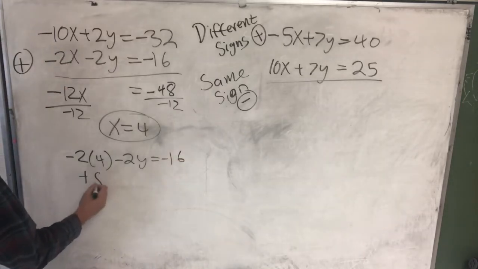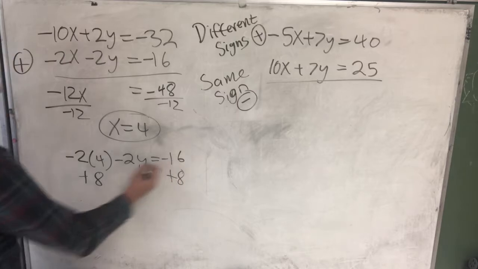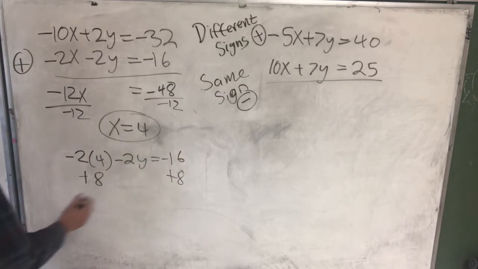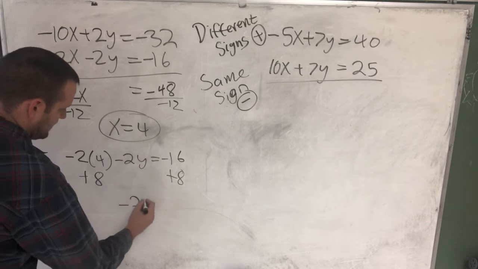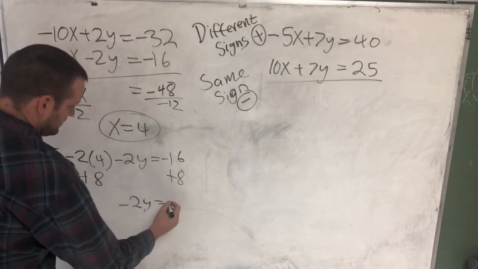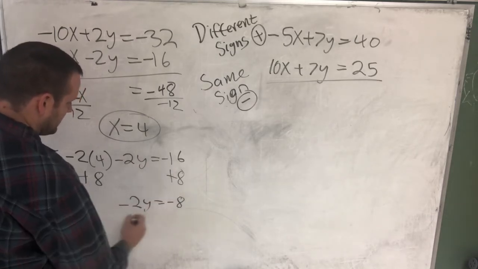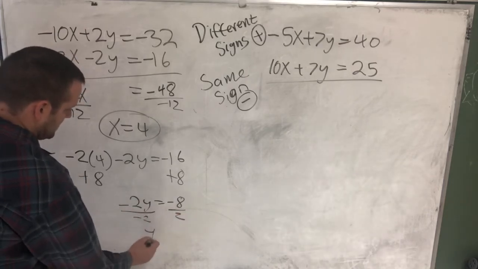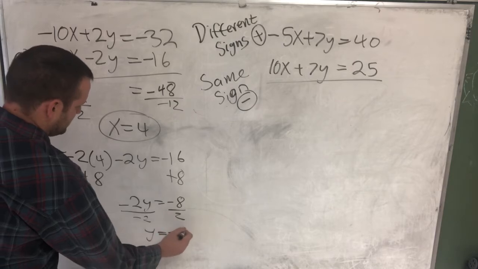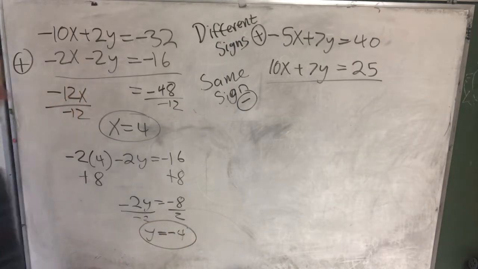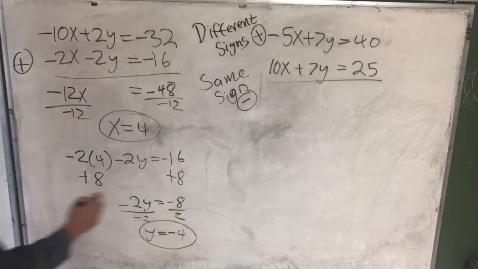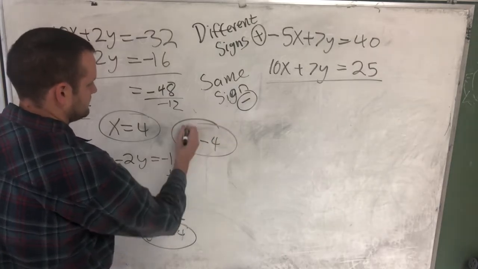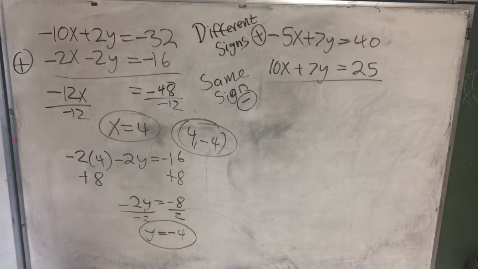We add 8 to both sides, because this is negative 8. How do I get rid of a negative 8? I have to add 8. That leaves me with negative 2y equals negative 8. Divide both sides by negative 2. That gives me y equals negative 4. So my answer here would be (4, negative 4). Okay, that is my point.